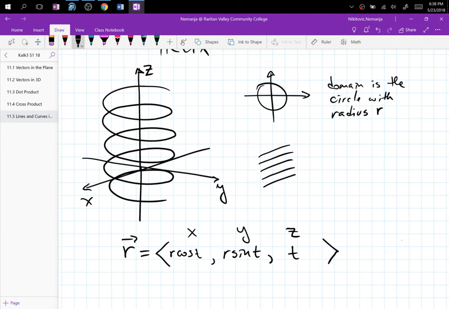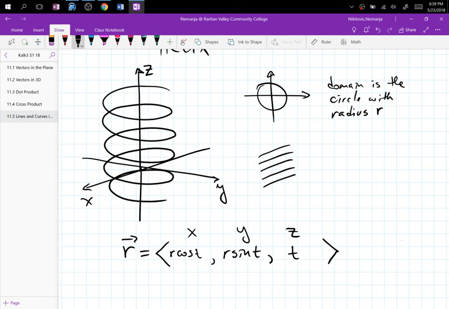So I have my domain here because that's the parametrization for a circle. And then this one is the one that is going to spiral up linearly. So all of the levels of a spring are going to be equidistant, just like what I have over there. They're equidistant as you move up.